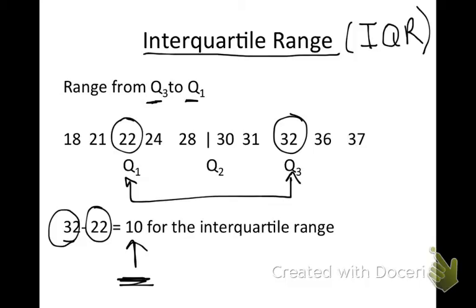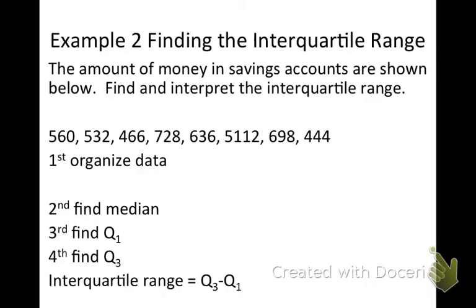Okay, so now we know how to get the total range, and we can get the interquartile range. So that's between our quartiles, so between Q1 and Q3. So now we're going to try another example because we want to make sure we know how to find the interquartile range. So here down below we have the amount of money in a savings account. We want to find and interpret the interquartile range.